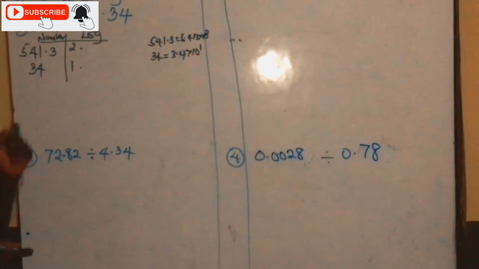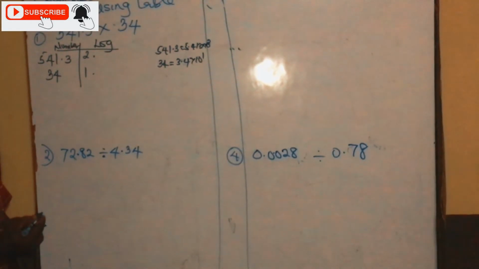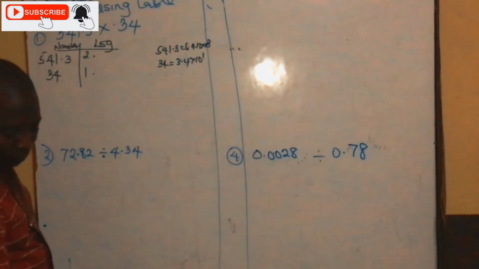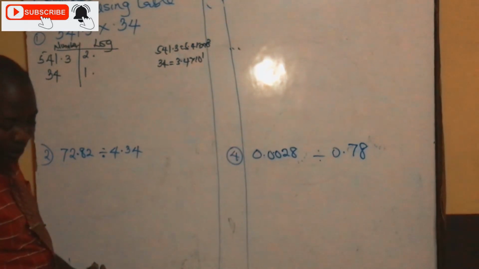54 under 1, difference 3. 54 under 1 is 7332.